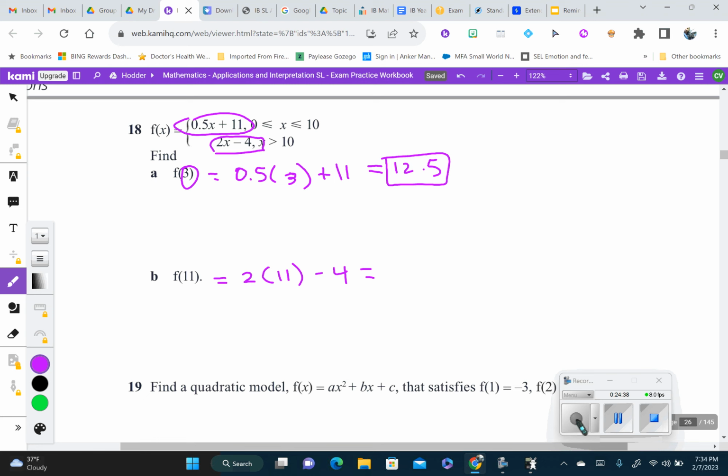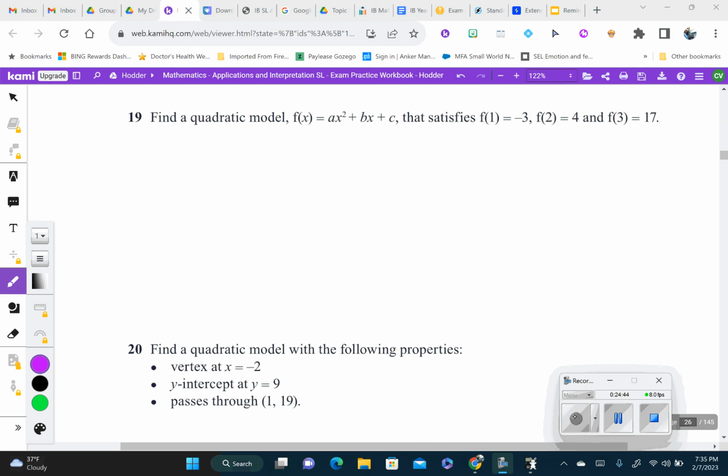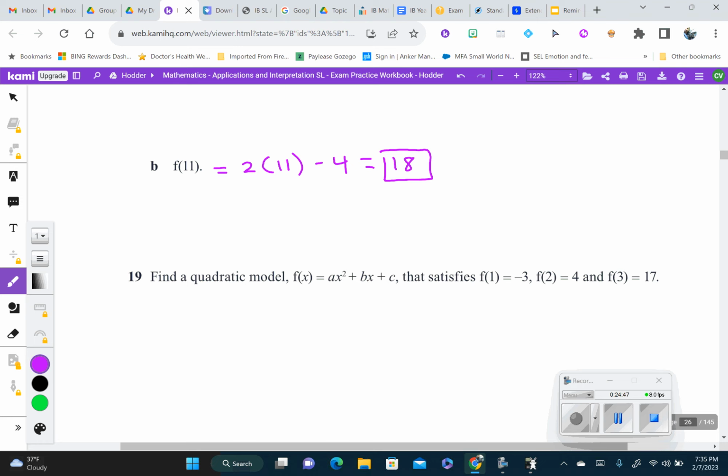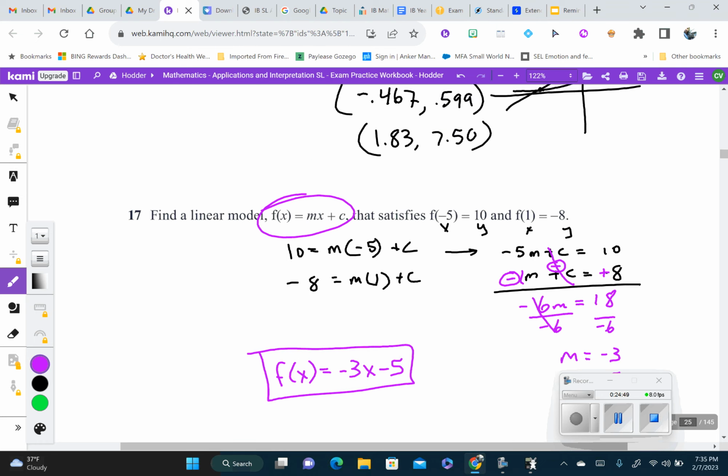So 2 times 11 is 22, minus 4 is 18. So final answer. All right, so this one right here is very similar to the question that we did for number 17.